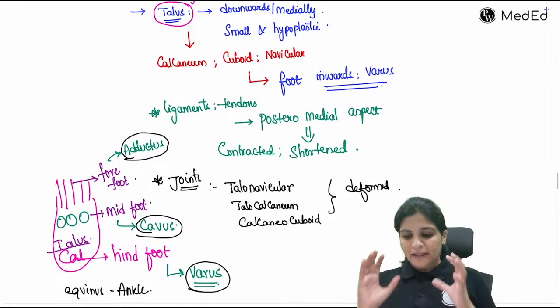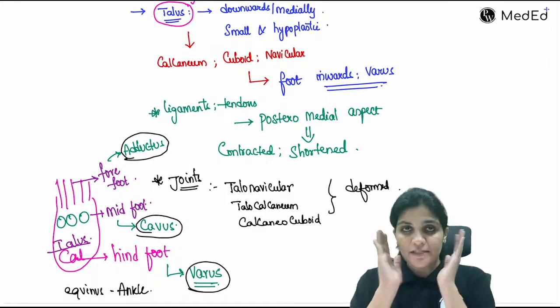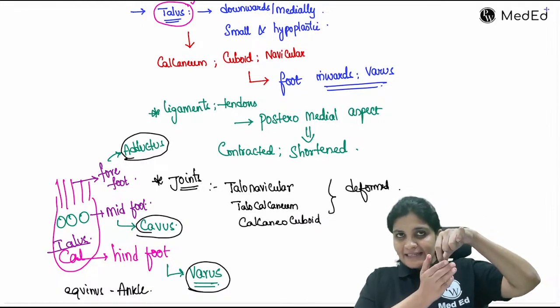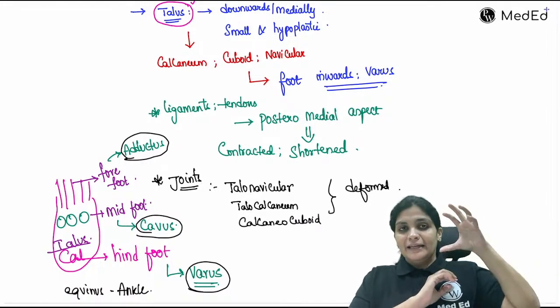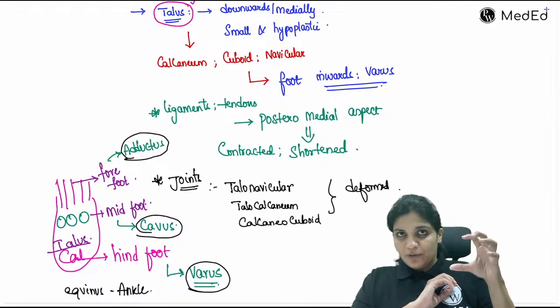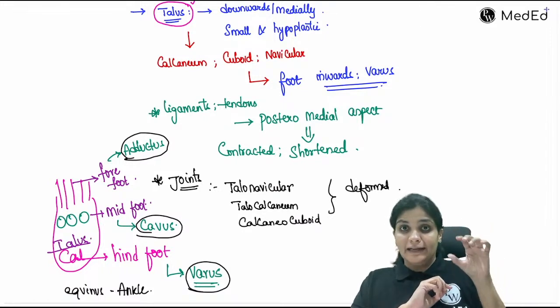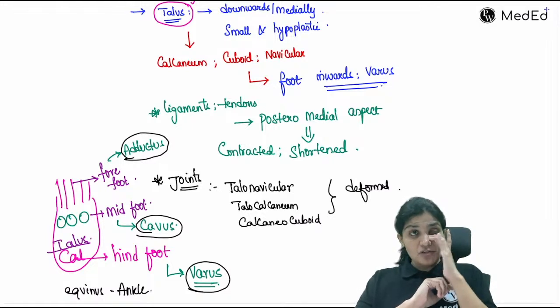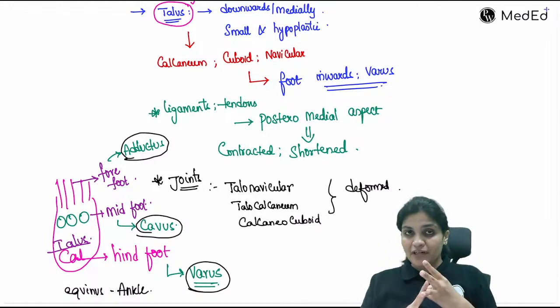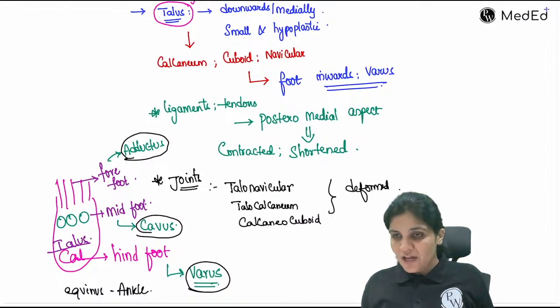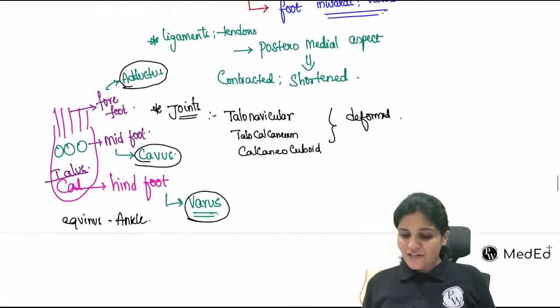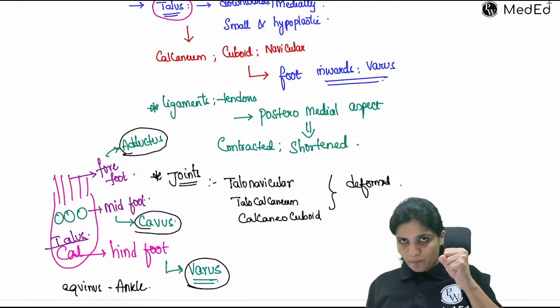So this is about the pathology. What you have to remember is only this much. First the problem starts with the talus going like that, taking all these things, and then the ligaments and the tendons present around it, especially the posterior medial tendons and ligaments, get contracted and shortened, and then the joints all get deformed. What are the three important joints? The talonavicular, the talocalcaneal, and the calcaneocuboid. So these are the joints which are mainly involved. So here the problem starts with this contracted soft tissue, right?